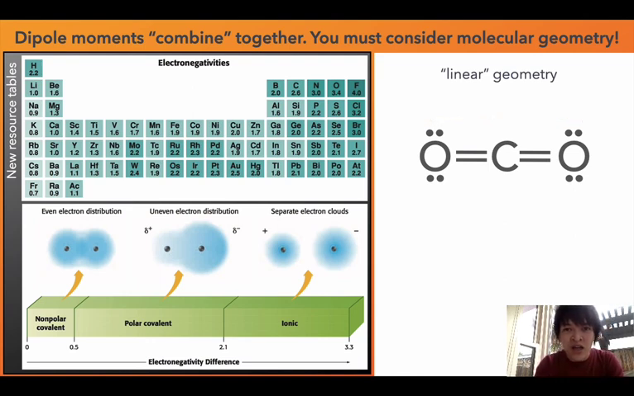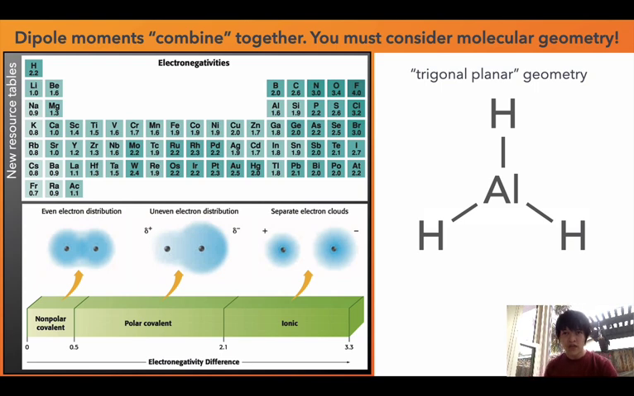What's really going on is it's kind of like a tug of war for the electrons. Since they're being pulled to the left and to the right by both oxygens with the same amount of force, that means that the electrons are not moving anywhere. They're staying at the same place. This also means that there's an even electron distribution throughout this molecule. So that means there is no charge.